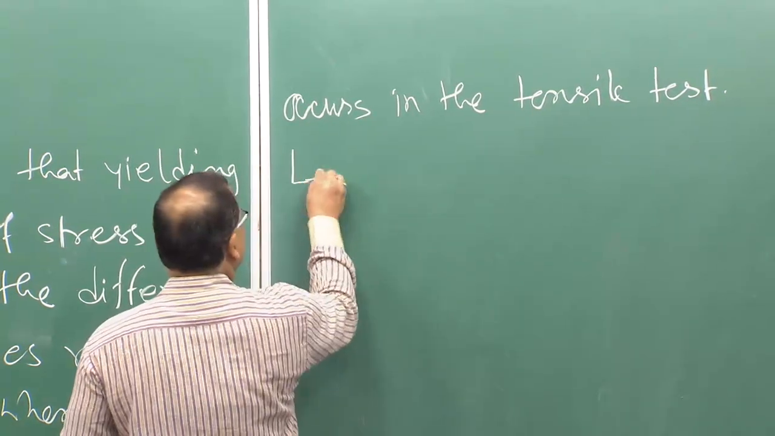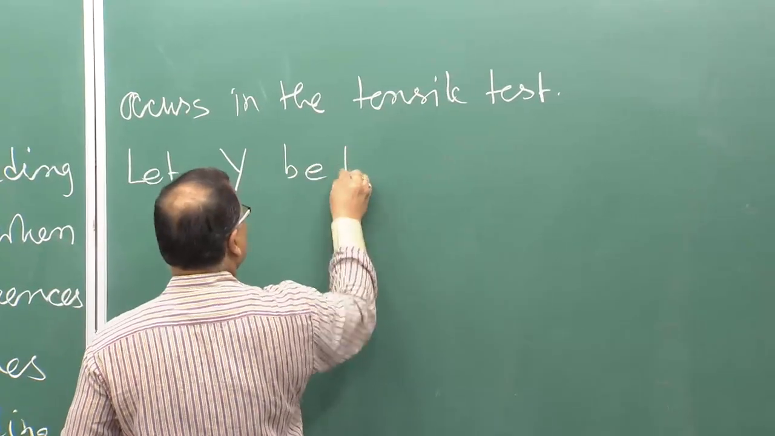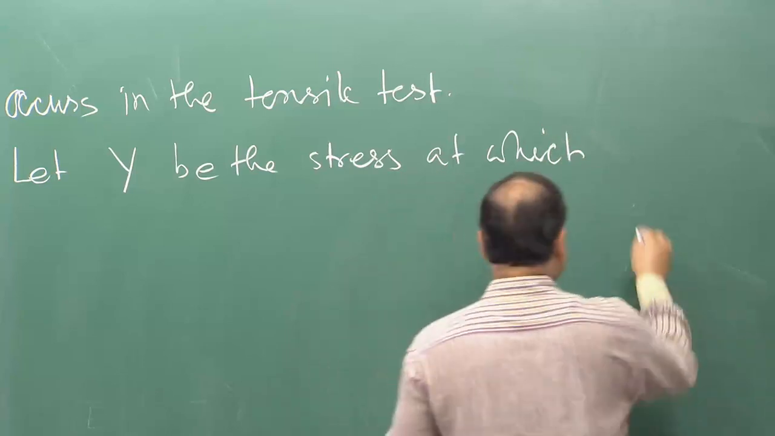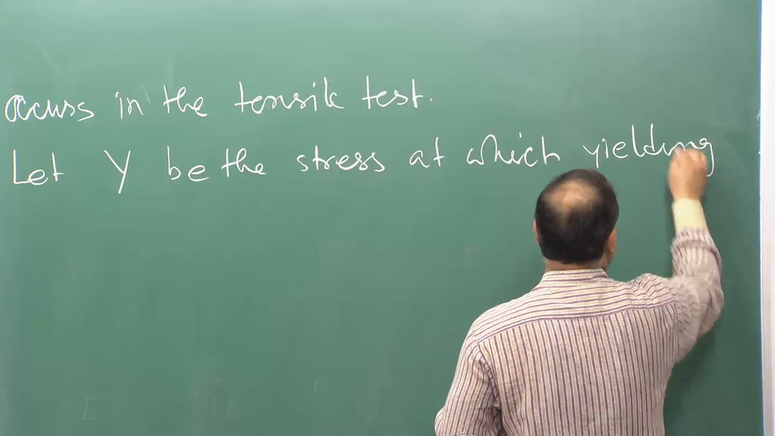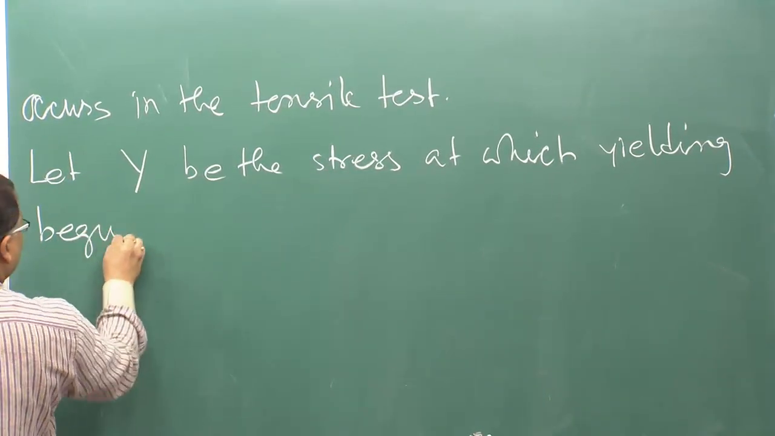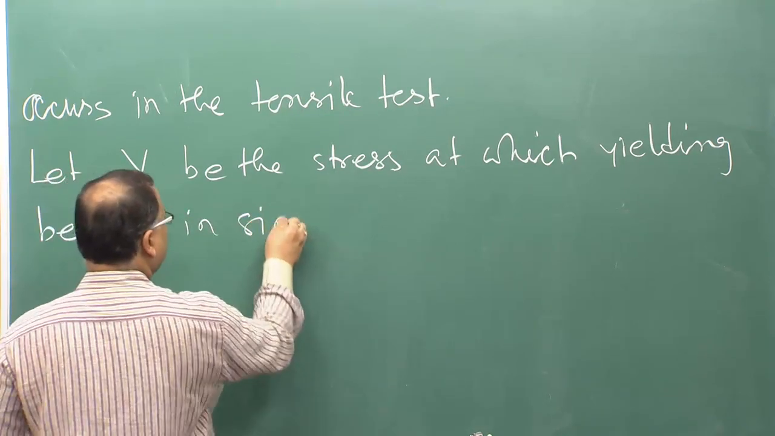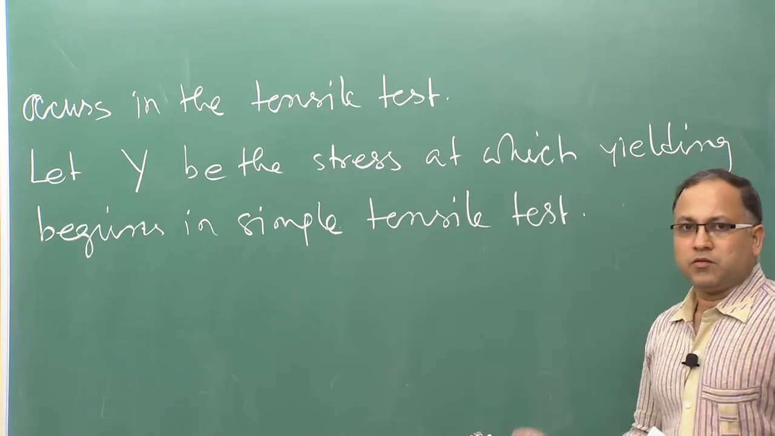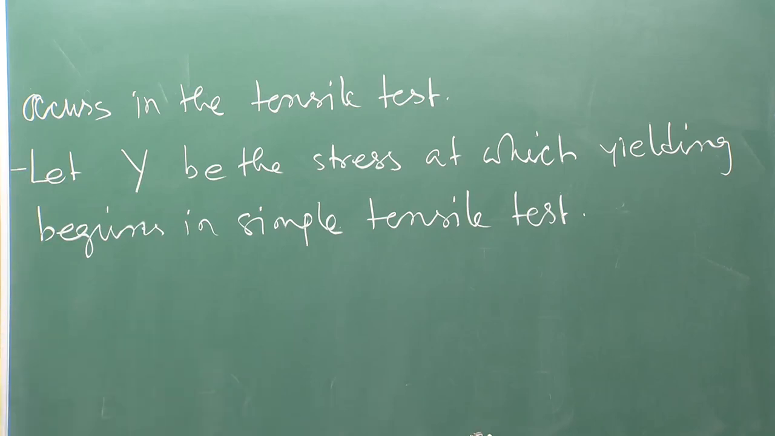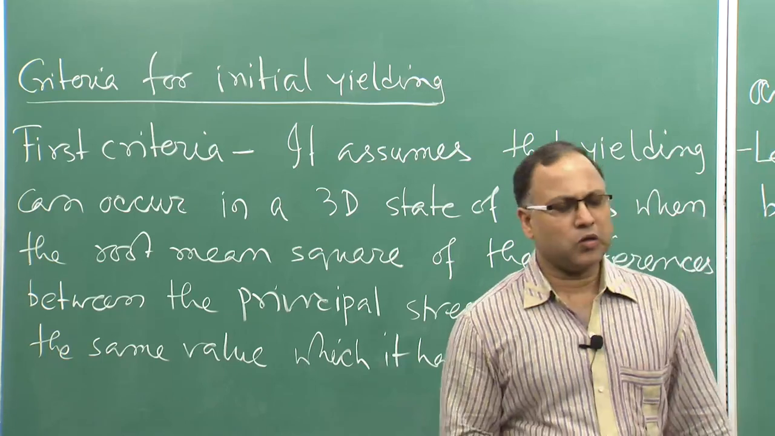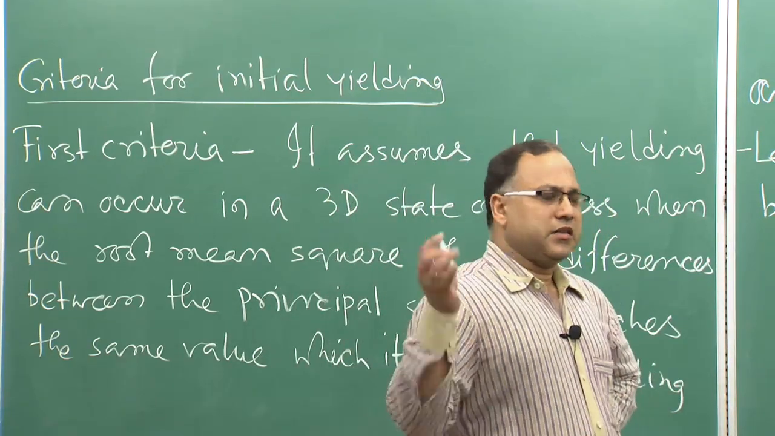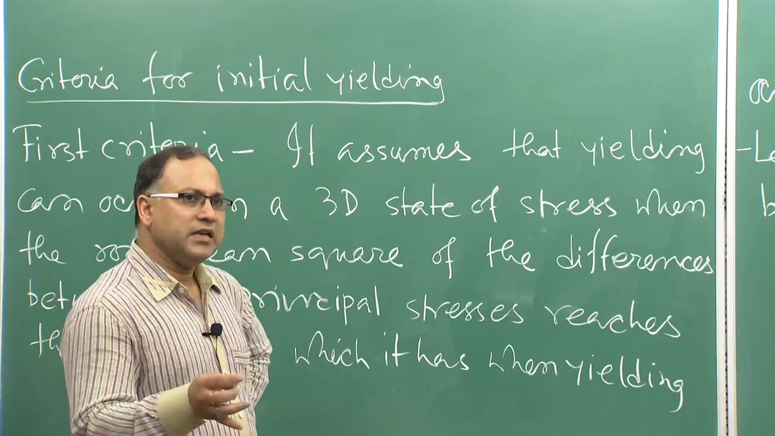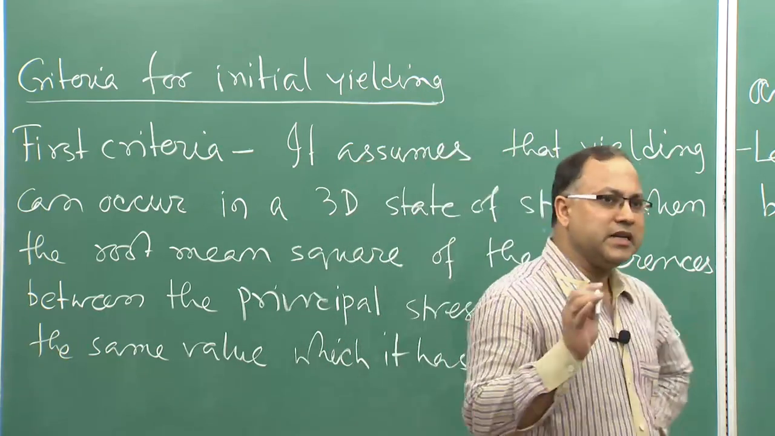Okay. Now, let sigma y be the stress at which yielding begins in a simple tensile test. Okay. So we are just defining sigma y, which will be different for different materials. If you use steel, sigma y will be different. If you use copper, it will be different. For different metal or different material, whatever you are considering. So sigma y is the yield stress for a simple tensile test.